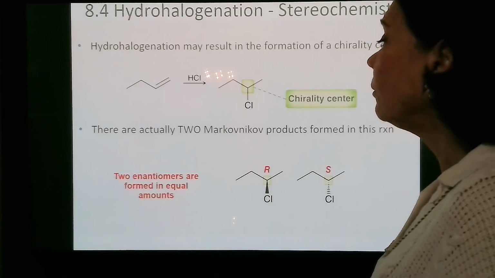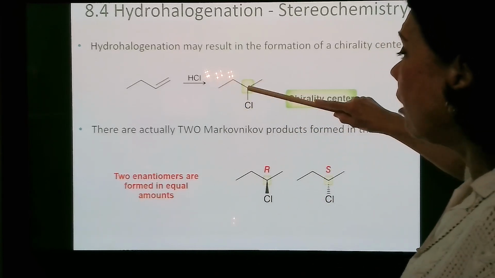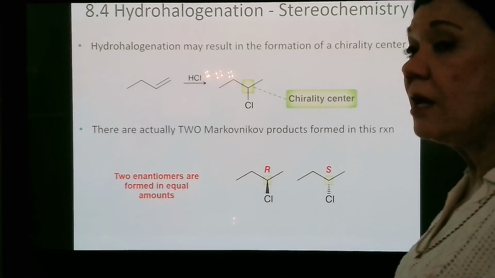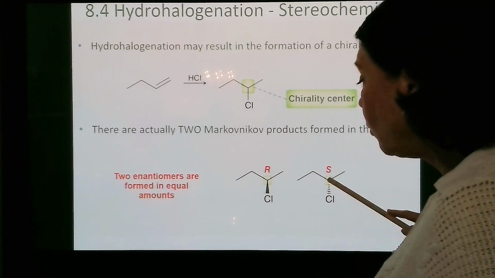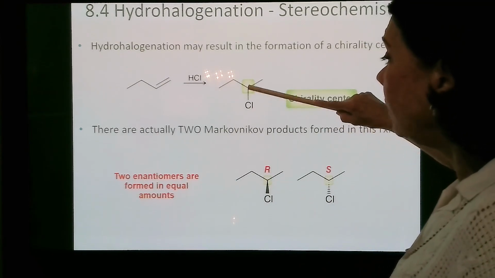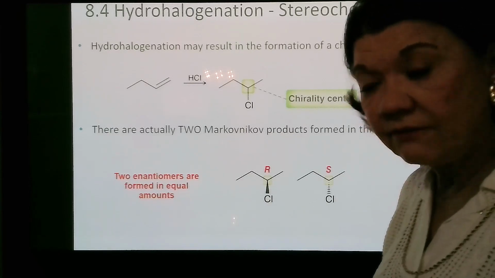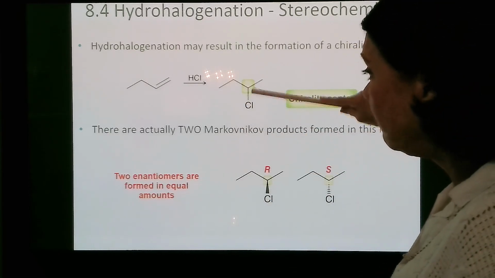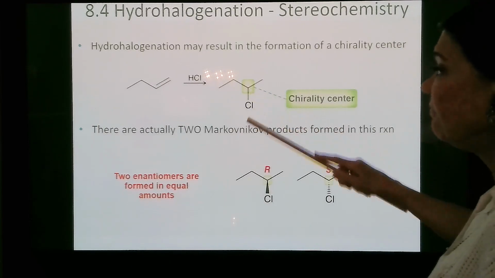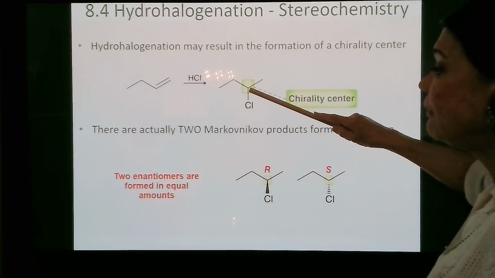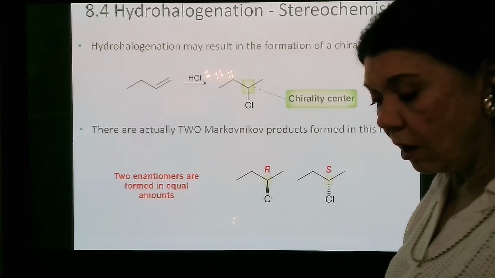So here it's shown without any stereochemistry. When it's drawn like this, it means that there are actually two enantiomers in equal amounts. This is showing that you do not have optical activity as it's drawn. This is what this would mean. It doesn't mean that you have the R configuration or the S configuration. It means you have a 50-50 mixture of R and S, unless it states otherwise.